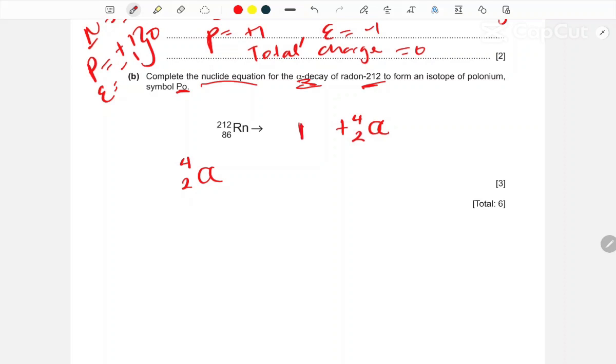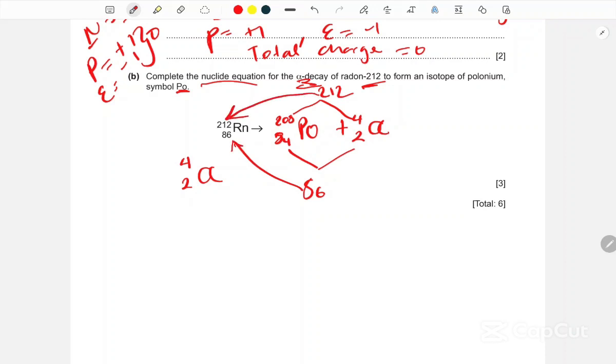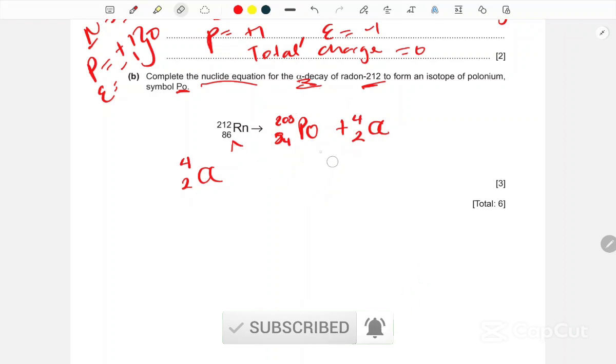So we have polonium, which is Po. And then if the alpha particle has 4, that means 212 minus 4, it would become 208 as a mass number. And 86 minus 2, it would become 84. So now the sum of the mass numbers, these two mass numbers, is 212, and the sum of the proton numbers is 86. So this is the same as this one. So this is the formula, but we can erase this part. We don't have to show it. That's going to be our answer.